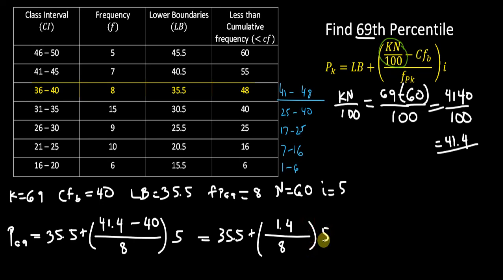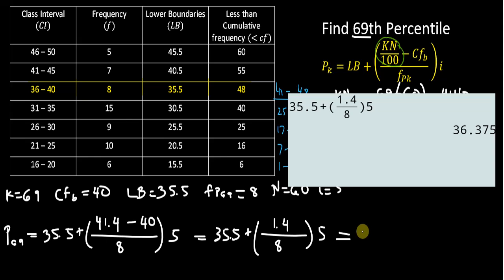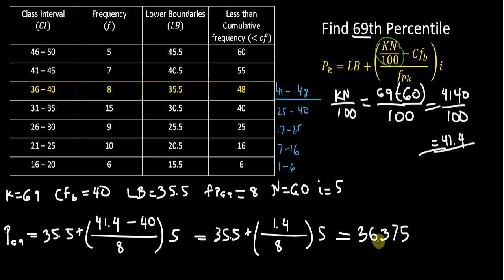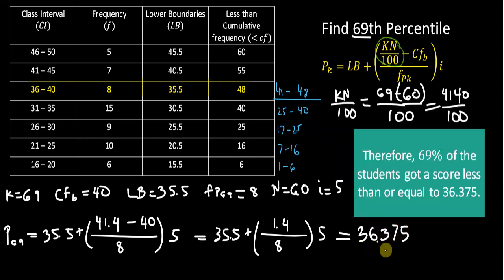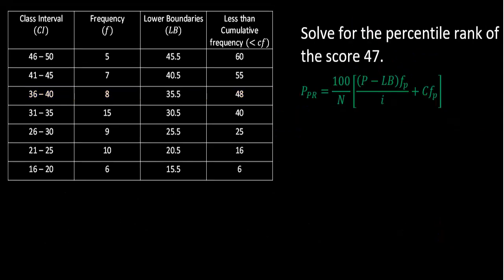So, again, gagamit tayo ng calculator. Input lang natin to. Ang makukuha nating sagot ay 36.375. Ang ibig sabihin ng 36.375 na to ay 69% of the students get a score less than or equal to 36.375. Bakit 69%? Kasi nga 69th percentile. So, 69% din. Next, proceed naman tayo sa percentile rank.